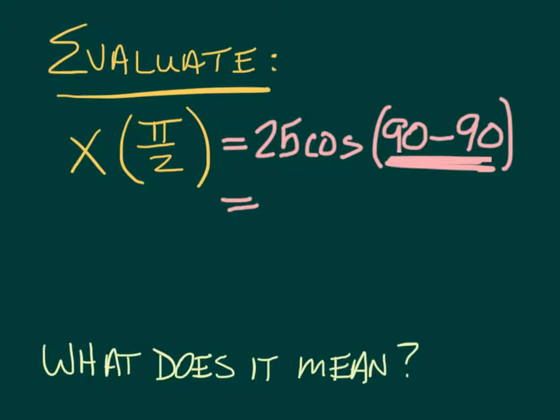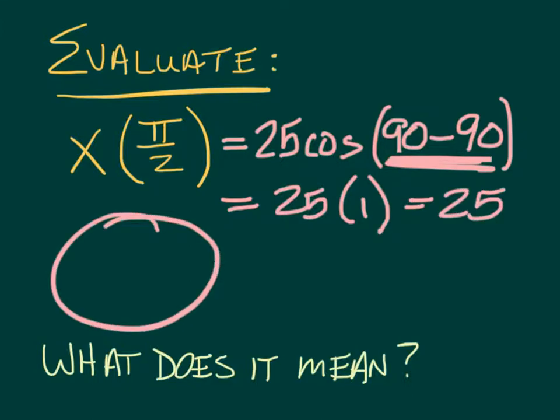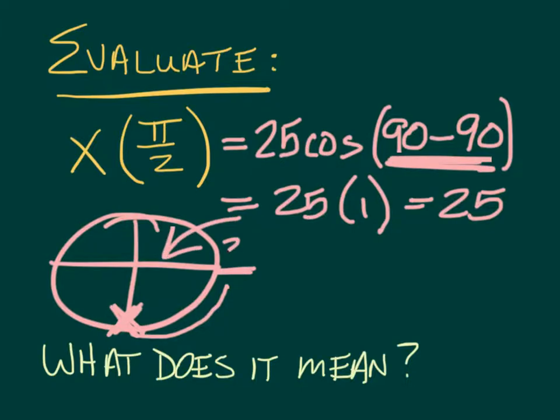Cosine of 0 is 1, so 25 times 1 is going to give me 25. If I move 90 degrees from my starting position, which is down here at the bottom, it puts me right here. And is the height indeed 25 feet at that position? Yes, so it's still working out good for that.